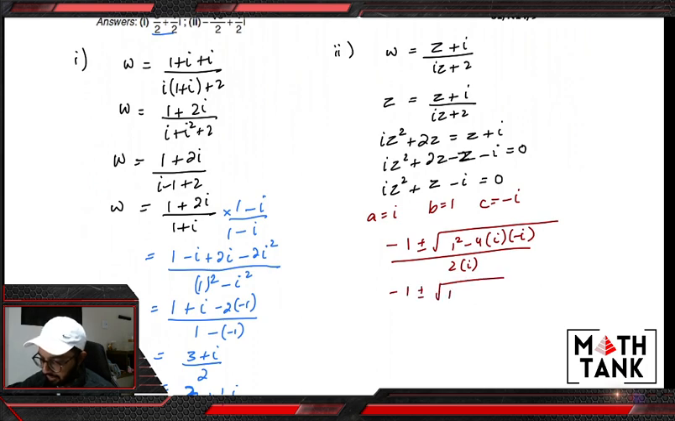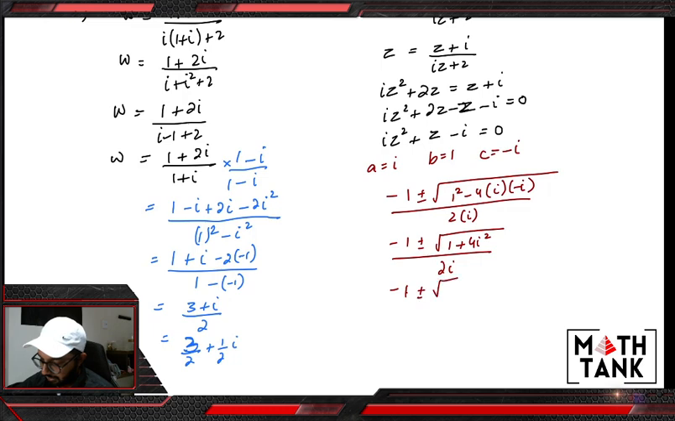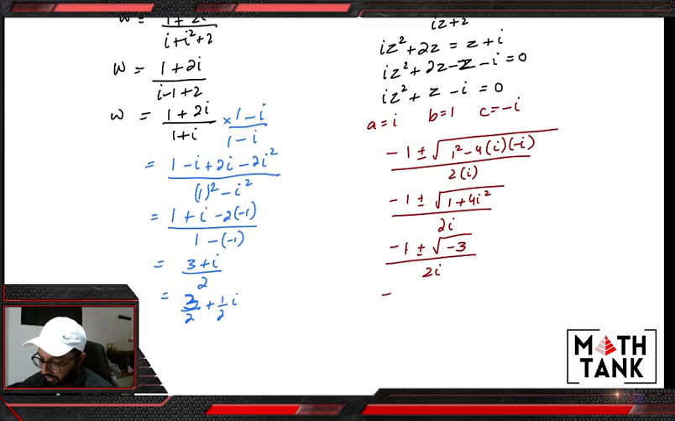Minus 1 plus minus root of 1 plus 4i squared over 2i. Minus 1 plus minus, that becomes 1 minus 4 gives me minus 3, so that's 2i. Now minus 1 plus minus root 3i over 2i.